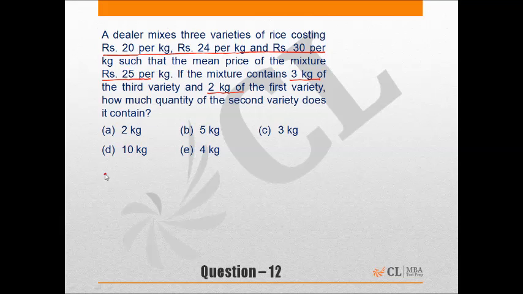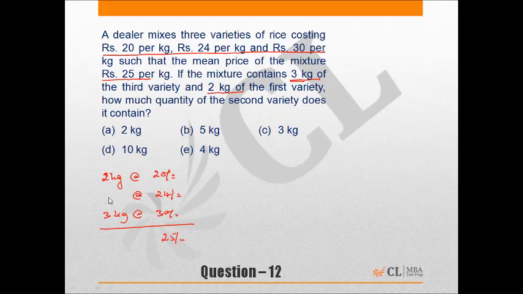So you have 2 kg of the first variety, which is costing you 20 rupees. Then we do not know how many kgs of the second variety is there, but that is costing us 24 rupees per kg, and the third variety costs us 30 rupees per kg, and we have 3 kgs of this. Okay. So the 3 kg and 2 kg of these two are given, such that the overall price is given to us as 25 rupees per kg. So the average price is 25 rupees a kg.